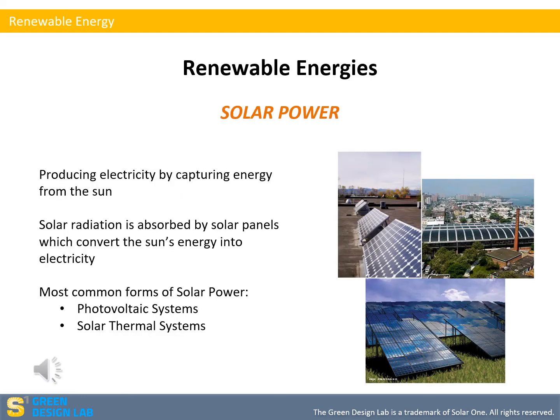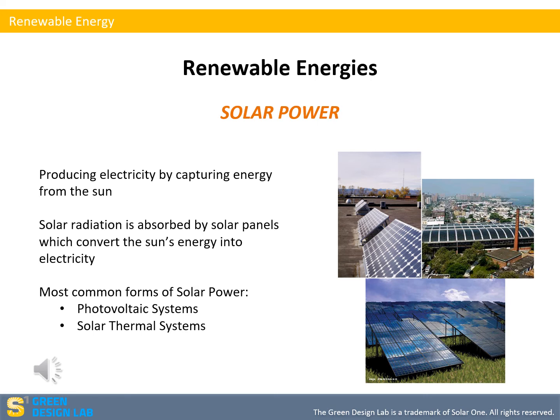Solar power is a primary source of energy on Earth. People have always used energy from the sun. The rays of sunlight that reach the Earth can be converted into other forms of energy. For example, solar radiation is absorbed by solar panels, which convert the sun's energy into electricity.